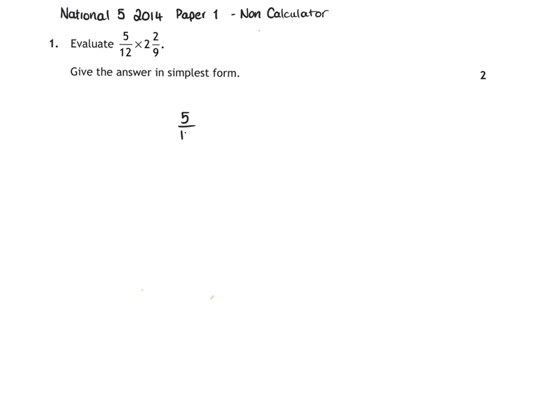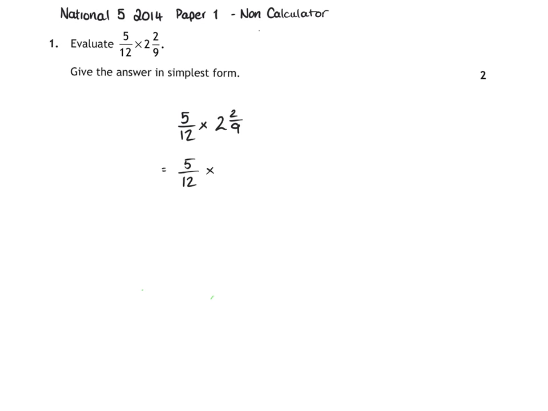So we've got 5/12 times 2 and 2/9. Okay, so to be able to multiply fractions, the first thing we need is to have them both as top-heavy fractions. So the 5/12 is fine, but we need to change the 2 and 2/9.